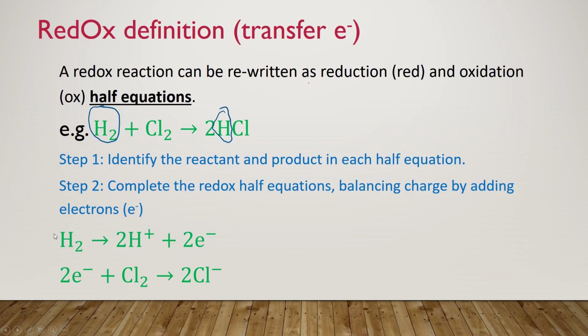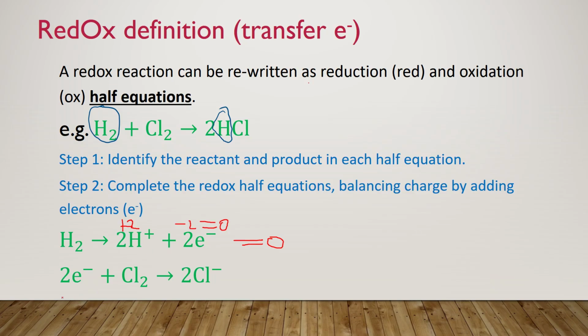So we can see that hydrogen gas is neutral in charge, and then the two hydrogen ions each have a single positive charge. So overall it has a 2 positive charge, and we need 2 negative charges to cancel out the 2 positives, because overall we need a charge of 0. So 2 plus negative 2 is equal to 0.